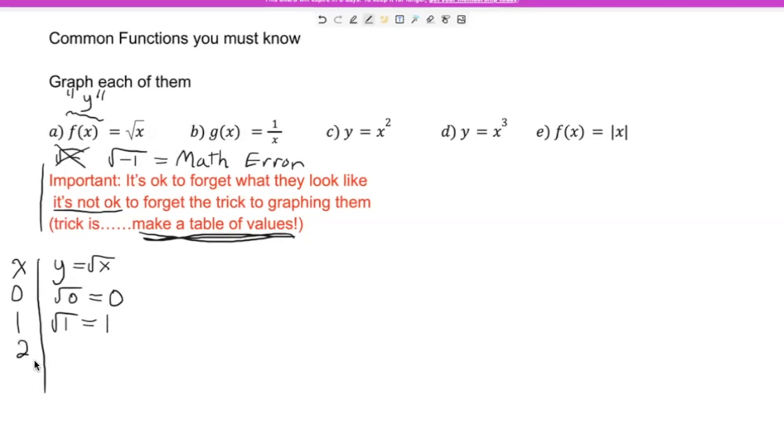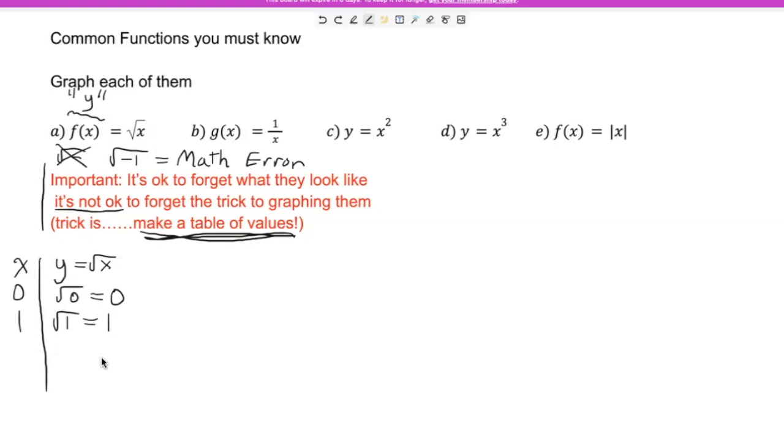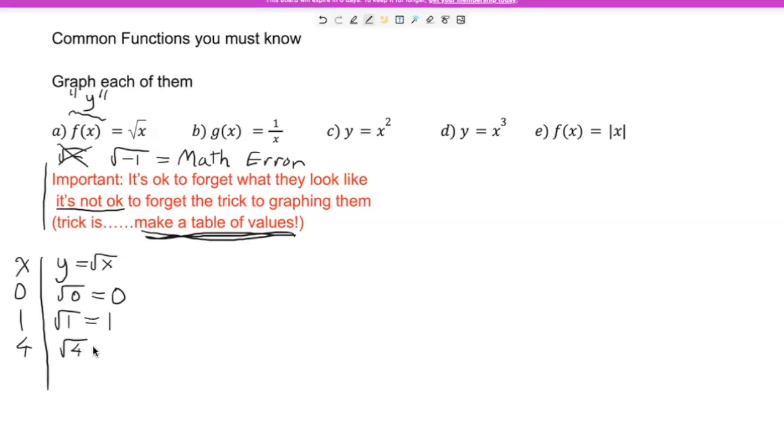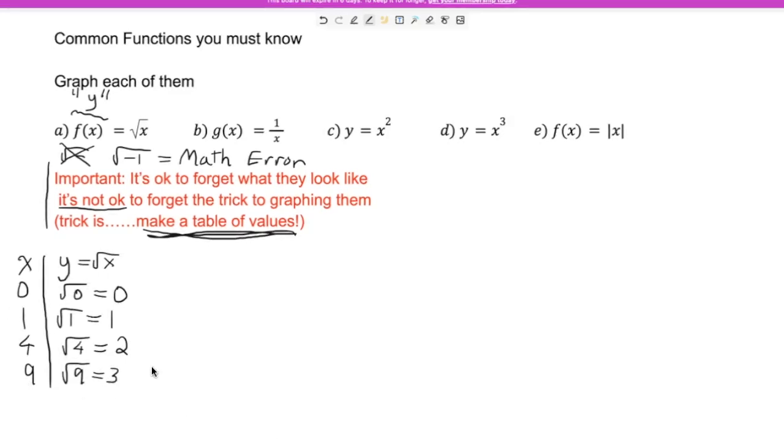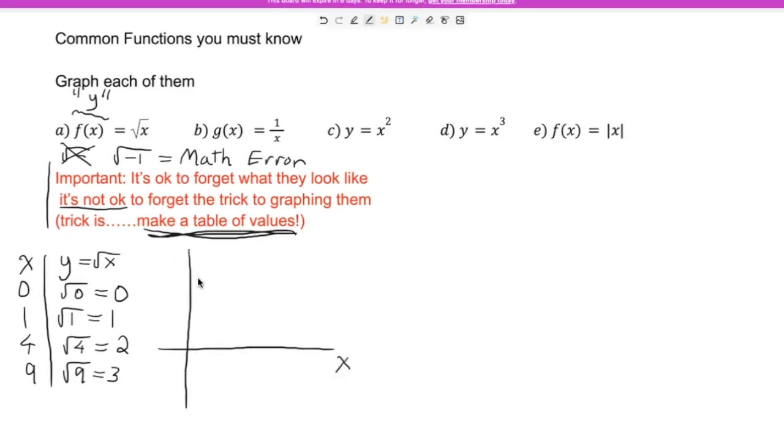If I went to 2, square root of 2, I don't know what answer this is. It's a decimal number, so forget it. Same problem with 3. Square root of 3 is a decimal. So let's go to 4. Square root of 4 is 2. And the next number that has a nice square root, you have to go all the way to 9. Square root of 9 is 3. So I want to plot these points, and that's how I will come up with the shape of the square root function. This is what you need to do when you forget your shapes.